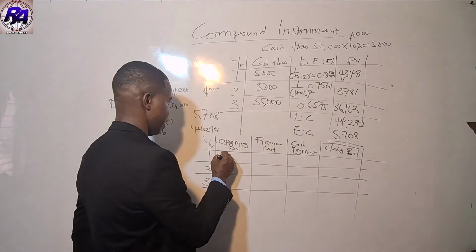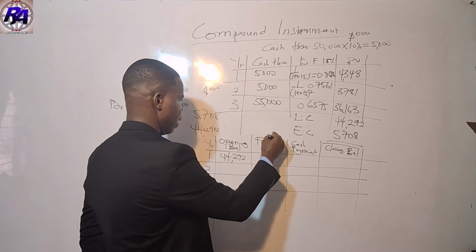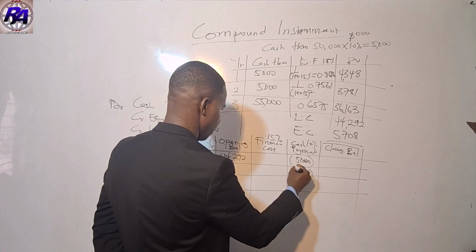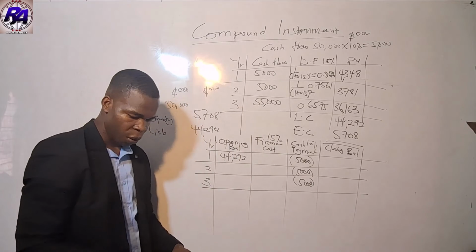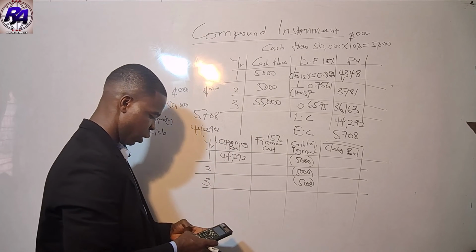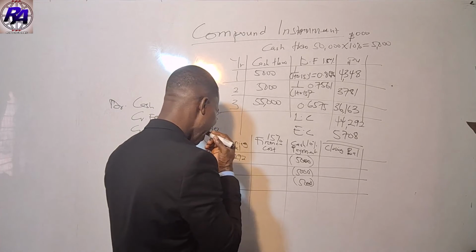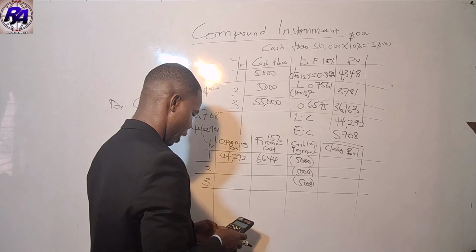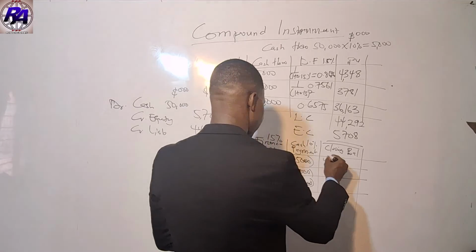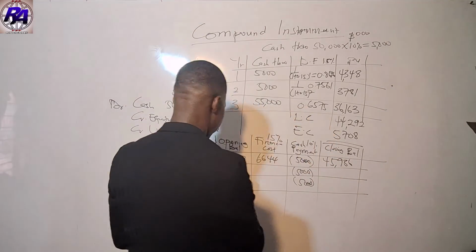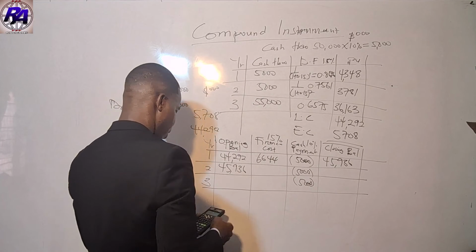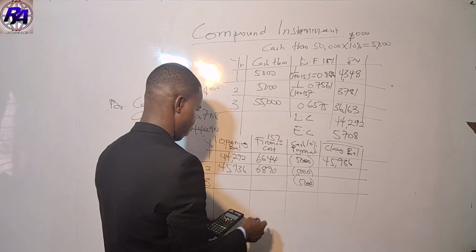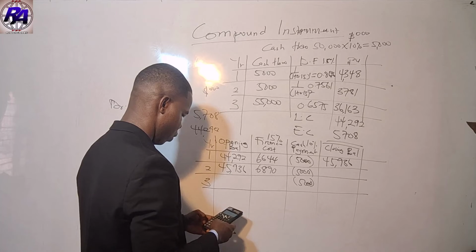Okay. So the opening balance here is going to be 44,292. Don't forget, the finance cost is going to be 15%, and the cash payment is going to be 10%, which we have already determined to be 5,000 here, and 5,000 here as well. So let's start by taking 44,292 and multiplying by 15%. Here we are getting 6,644, so 6,644 plus 44,292, then we take away 5,000, and we are getting 45,936. Now we multiply by 1.15 again, and we are getting 6,890. So 6,890 plus 45,936, all minus 5,000.